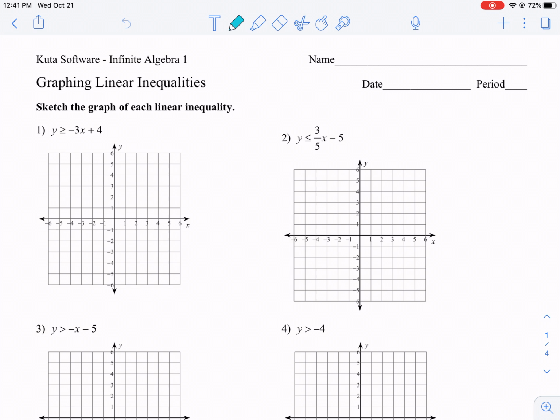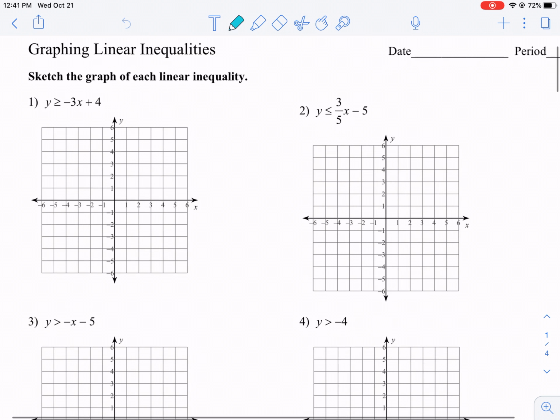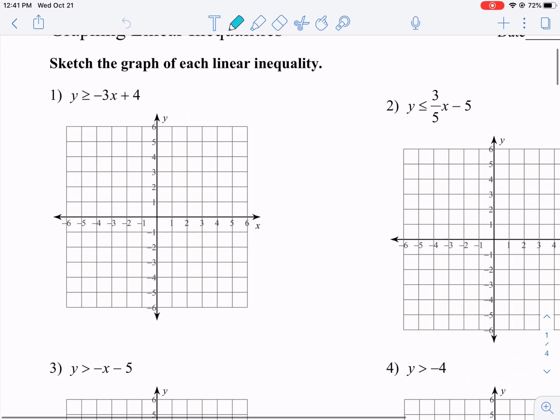Today we're going to sketch the graph of each linear inequality. Let's go ahead and jump right into this. Our first one: y is greater than or equal to negative 3x plus 4.